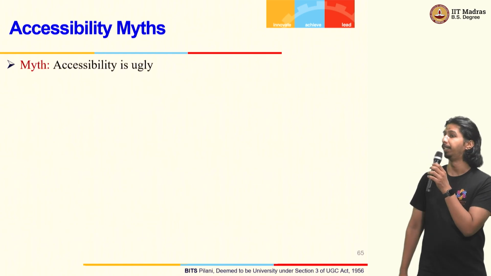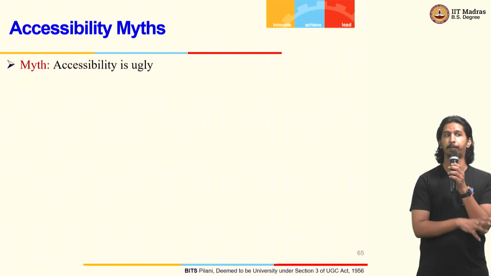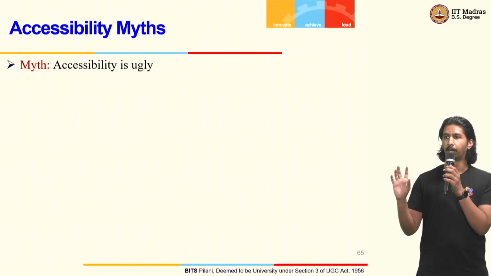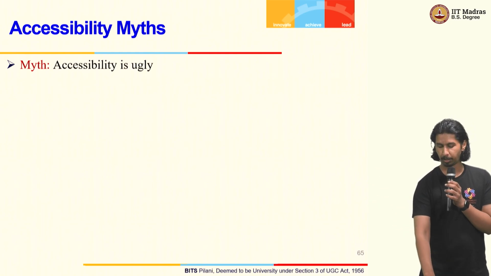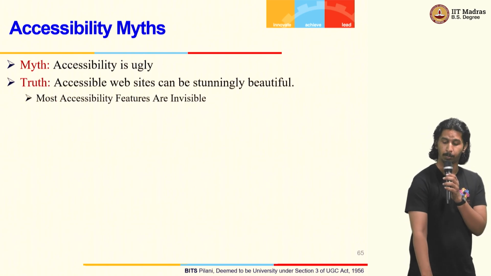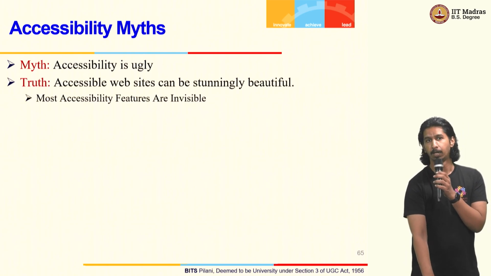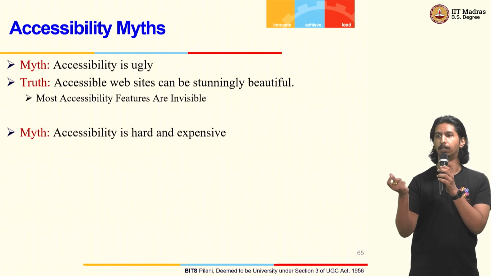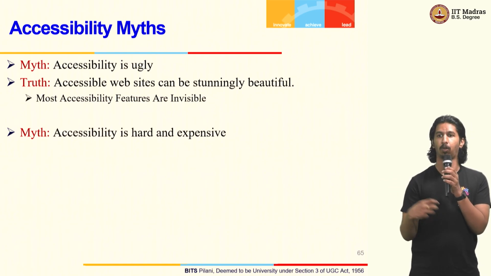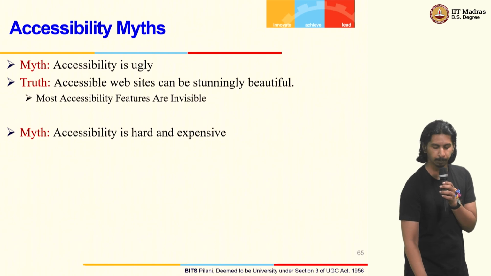Similarly, some think accessibility is ugly. Few people feel that if I create accessibility, then borders will be thick and there will be extra text given and so on. So accessibility will not look good. But that is definitely not the case. Accessible websites can be stunningly beautiful, right? And a lot of things for accessibility are actually invisible. You are given some ARIA labels, so just some hidden things. You're not directly impacting the UI.